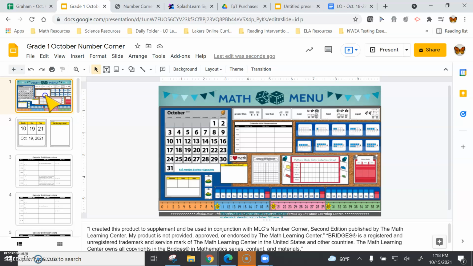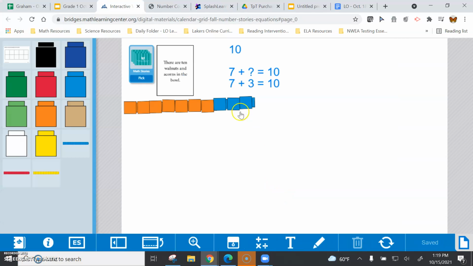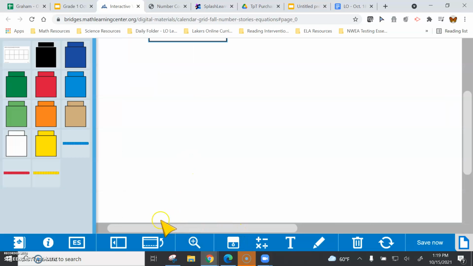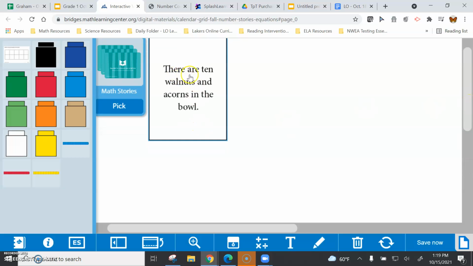I want to go into a special activity. I love this, and I think you love it too, where we get to write math equations based on stories that we hear with our math stories. So here's our next math story. I want you to focus on this. There are 10 walnuts and acorns in the bowl. 10 walnuts and acorns. Well, I'm going to do things a little bit differently today.